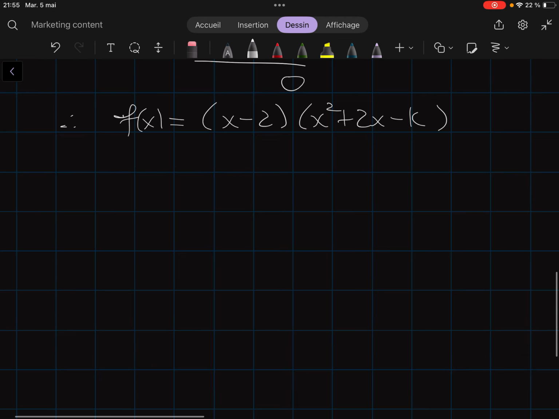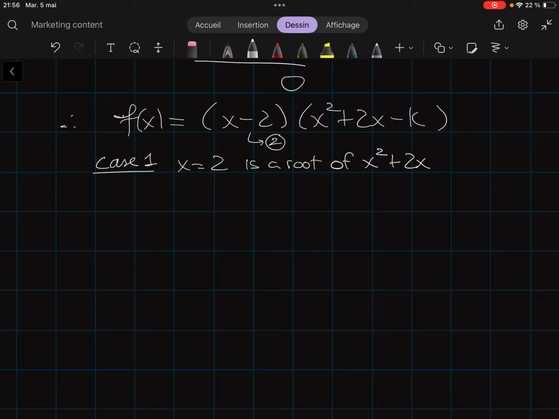Case number one. We are guaranteed to have a root over here. So if f of x equals 0 has two roots in total, case 1 is when x equals 2 is a root of the quadratic factor. In other words, k is equal to 8.